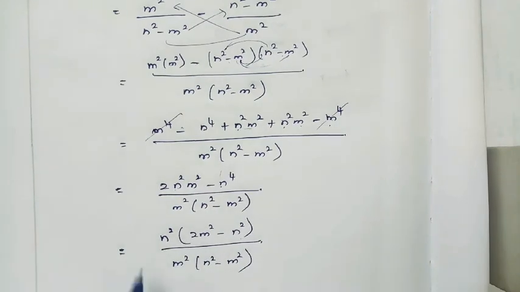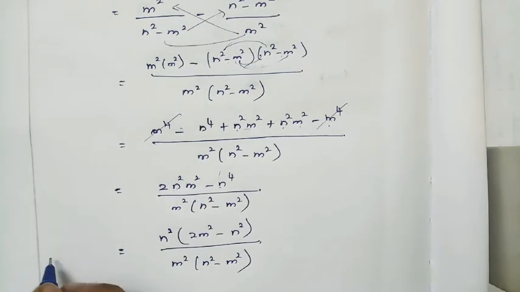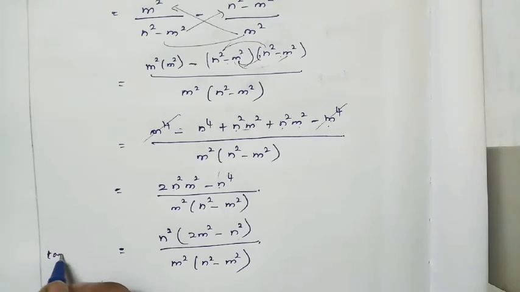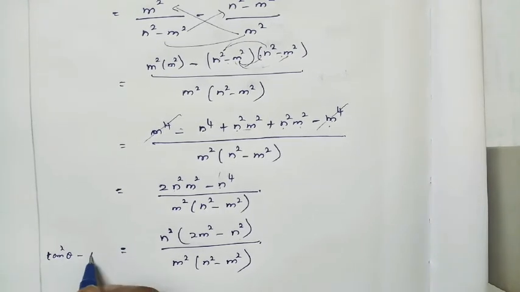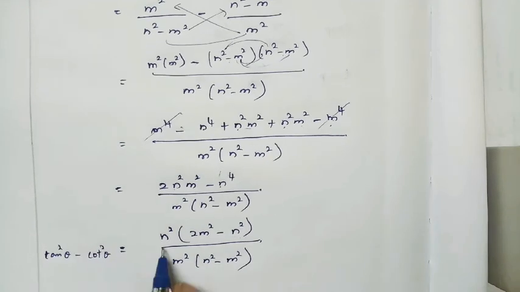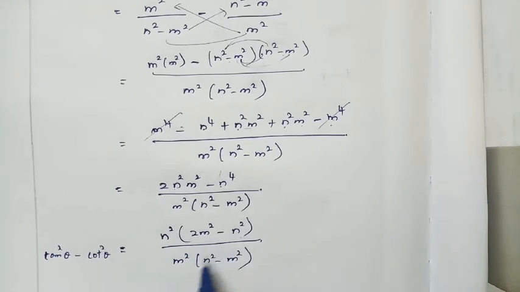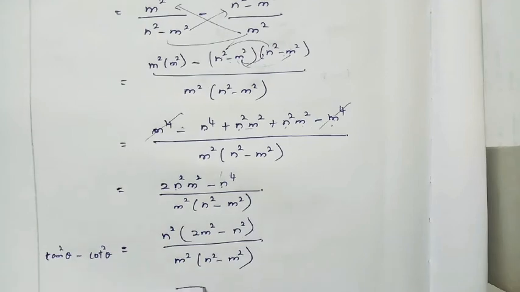Is it possible to simplify any further? Nothing is there. Therefore, tan square theta minus cot square theta is equal to n square into 2m square minus n square divided by m square into n square minus m square.